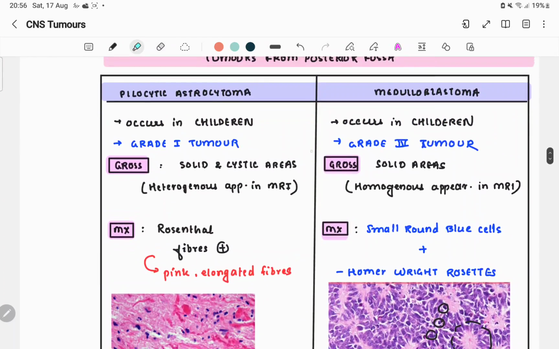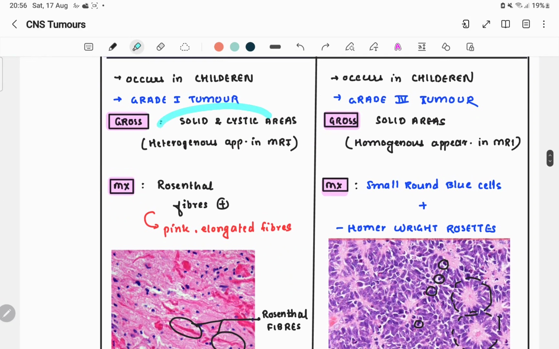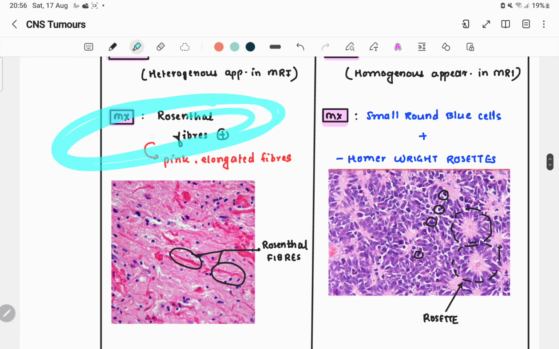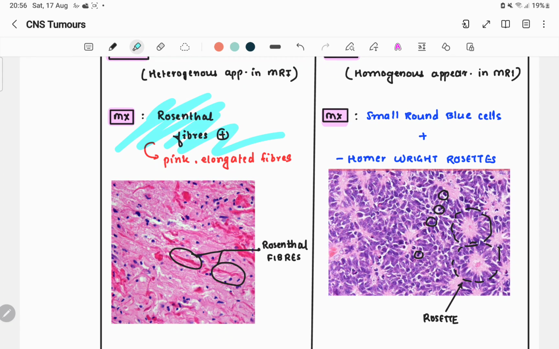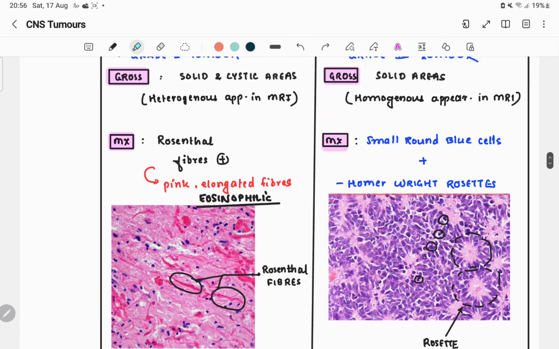It has a heterogeneous appearance on MRI, since it has solid and cystic areas. It is a heterogeneous tumor. Microscopy is Rosenthal fibers. What are Rosenthal fibers? These are pink elongated eosinophilic fibers. So you can write also eosinophilic. Pink elongated eosinophilic fibers, which are called the Rosenthal fibers. You can see here, these are the Rosenthal fibers.